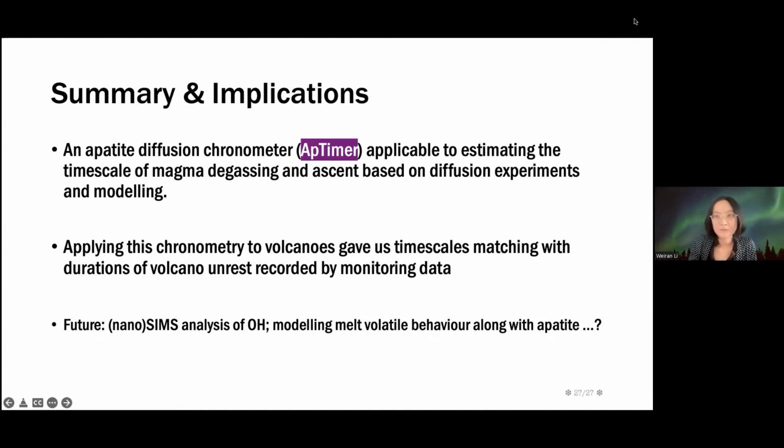Let me see. So I guess there's still some future work that can be done on this method in terms of application. We were calculating the hydroxyl in apatite using stoichiometry, but it's better to analyze it directly using NanoSIMS or SIMS. Also, it's probably useful to combine this method with a model that describes the behavior of volatiles in the melt during magma ascent, so that we can get a more precise or more accurate model of the magma ascent timescale.